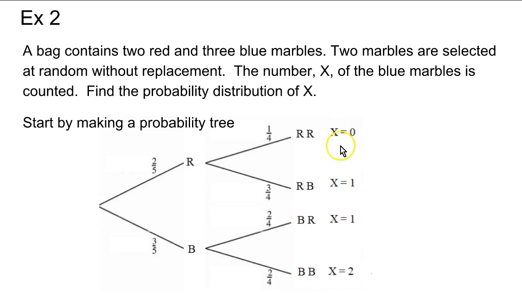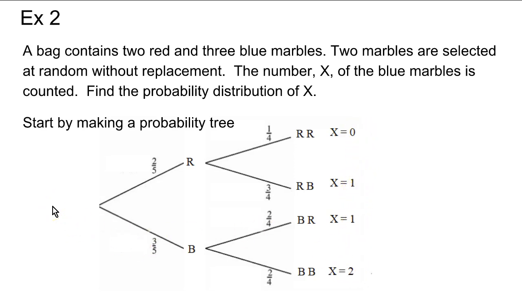So first thing I want to make sure we're clear about is there's a lot of stuff here, but the only thing I'm really interested in is the number of blue marbles, because that's my variable, my discrete random variable, and that's what I'm finding probabilities for. So what are the possible numbers of blue marbles that could be pulled out of this bag? Well, I could get 0, I could get 1, or I could get 2.